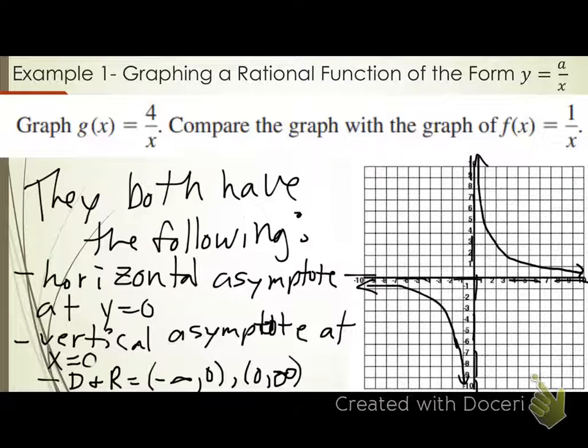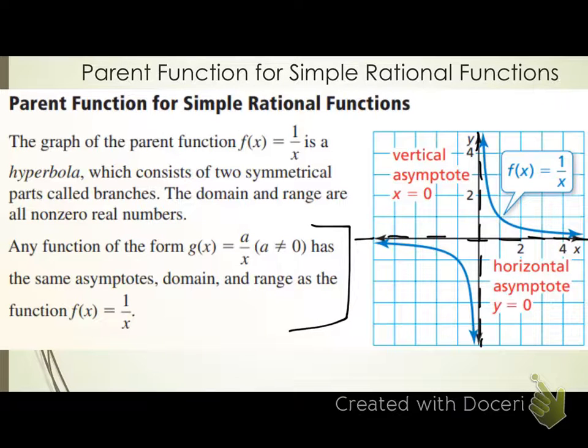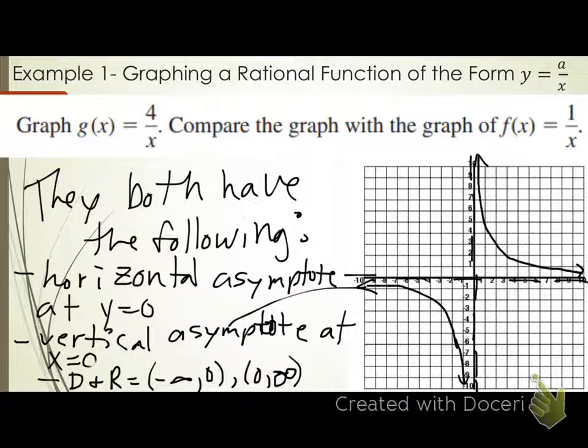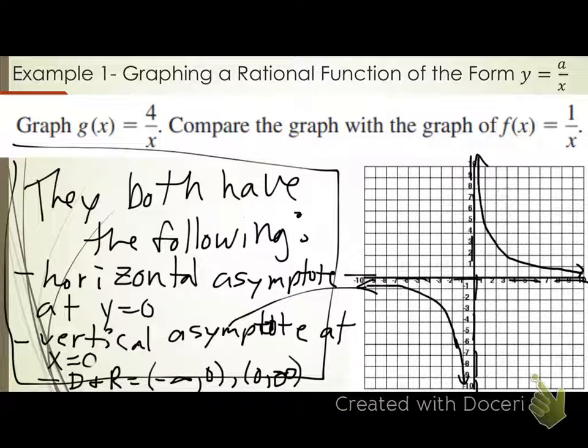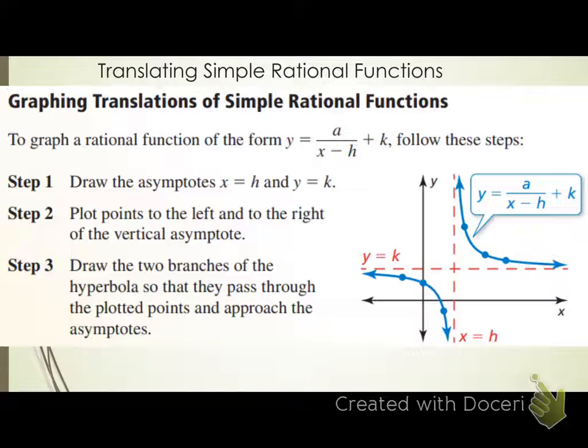And that's the answer? Yep. I graphed it, and now I compared the graph of 4 over x to the graph of 1 over x. Does that make sense? Like we said, we already knew it was going to have all this stuff because it told me any function of the form a over x, where a does not equal 0, has the same asymptotes, domain, and range as 1 over x. Okay? Questions on example 1? So what's the answer supposed to be? The graph, and all that. Okay? Moving on.